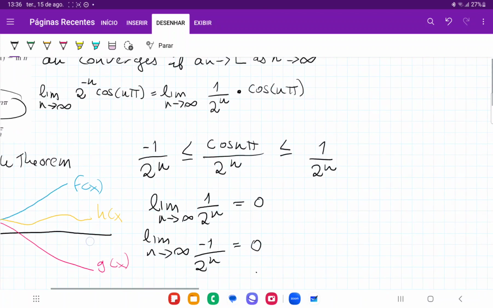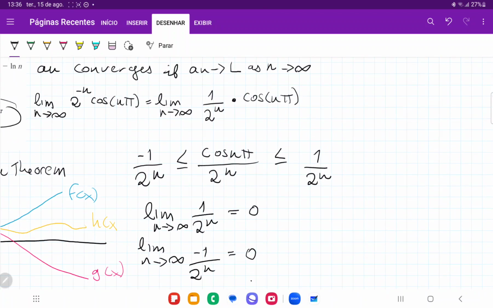It's still going to tend to 0, because any finite number divided by something really large is going to tend to 0. So we can say that because cosine n pi over 2^n is bounded between these two sequences, and because the limit of these two sequences is equal to 0, then this limit must also be equal to 0 by the squeeze theorem.